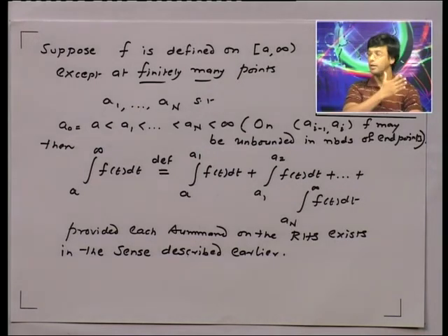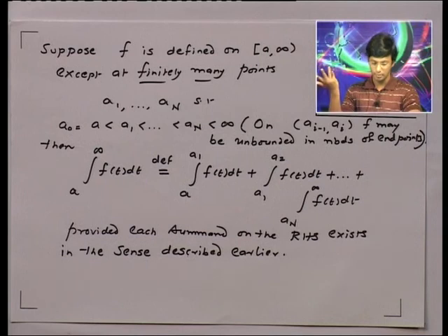And then the integral, you simply add up the integrals. Correct? That's what is written down. Integral a to infinity is by definition integral from a to a1 plus a1 to a2 plus etc. I'm looking only at finitely many points.